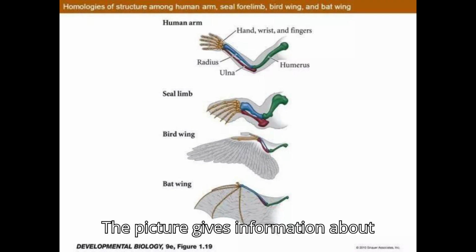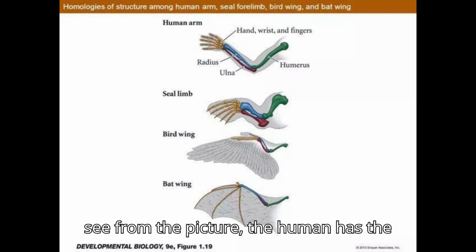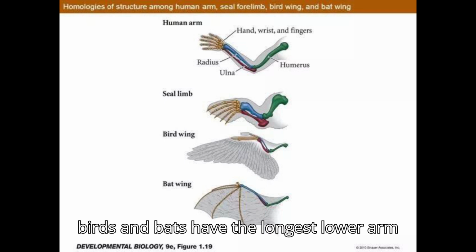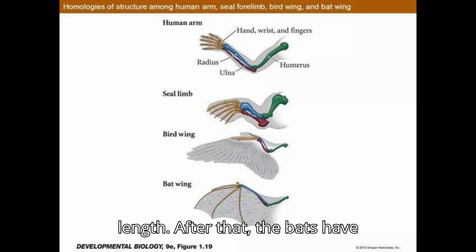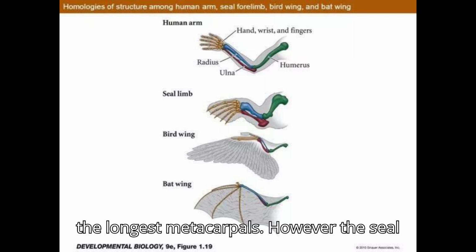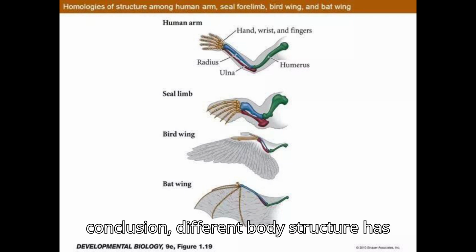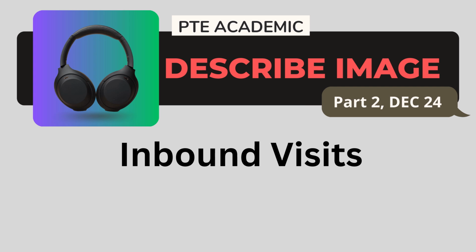The picture gives information about different arm bones. As we can see from the picture, the human has the largest upper arm bone. Following that, birds and bats have the longest lower arm bone and they are almost the similar length. After that the bats have the longest metacarpals, however, the seal limb has the longest fingers. In conclusion, different body structure has different kinds of bones.